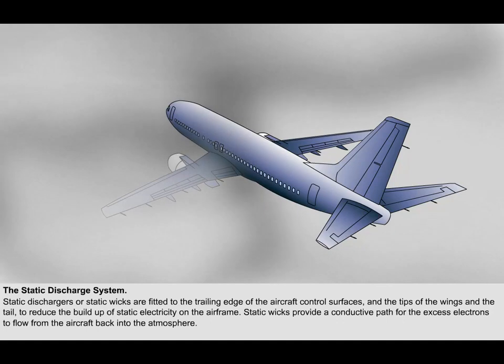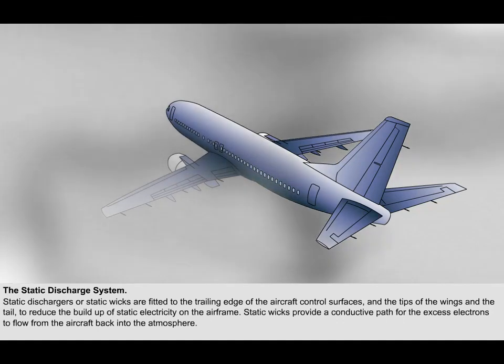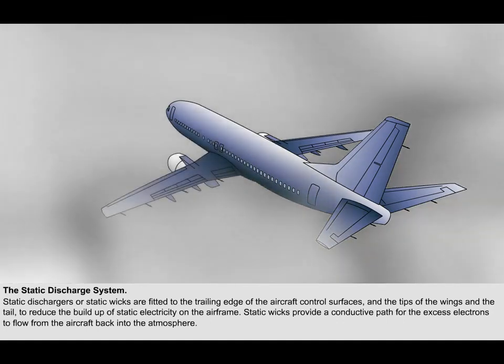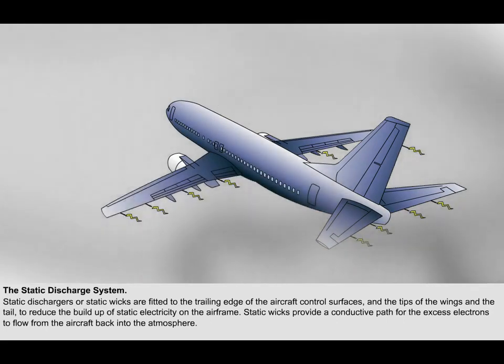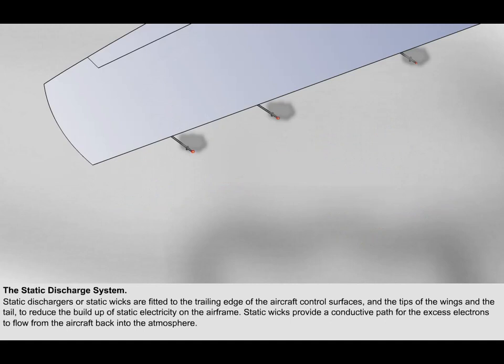Static discharge wicks also provide another important safety benefit. In the event of a lightning strike, an aeroplane is designed to conduct the excess electricity through its skin and structure to the wicks, to be safely discharged back into the atmosphere. Though this massive electrical charge often burns or melts the wicks, these devices are simple and easy to replace. Remember though, static wicks do not prevent lightning strikes. They simply help to mitigate the effects.